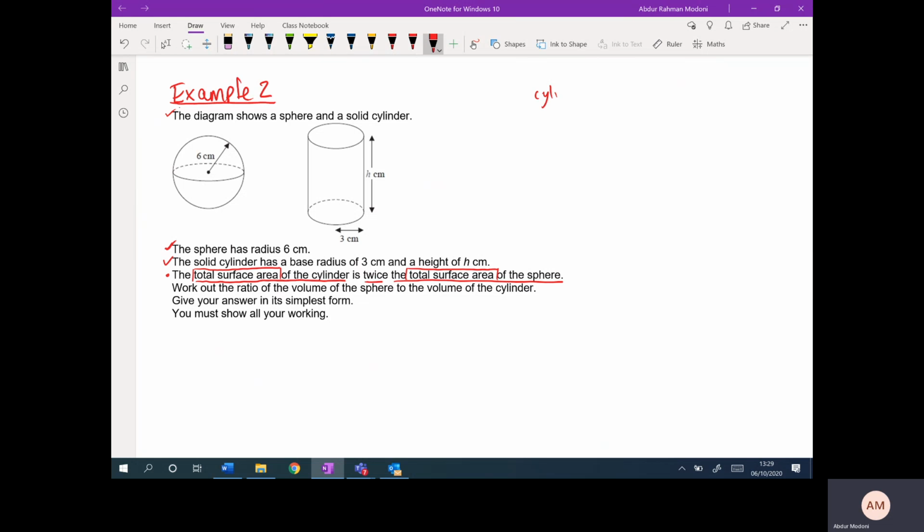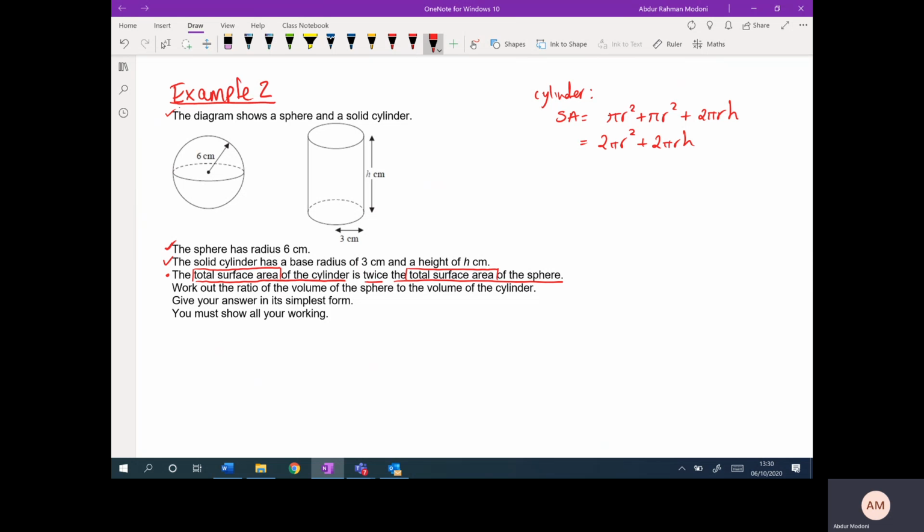So let's start off here, cylinder. Surface area of a cylinder is first of all the two circles at the top and the bottom, so that's pi r squared plus another pi r squared. So circle at the bottom and circle at the top, plus the curved surface area, which is essentially the circumference times the height. So that's 2 pi r, circumference, times height. If we tidy that up, that's 2 pi r squared plus 2 pi r h.